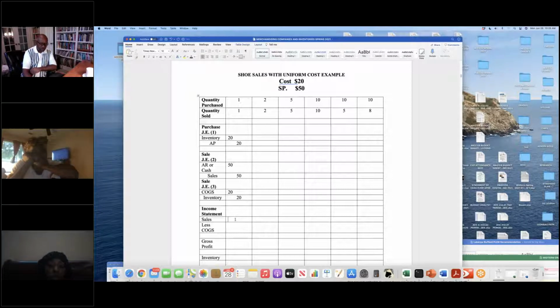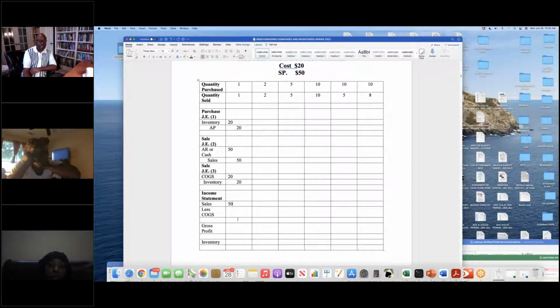And the top of our income statement is going to be sales 50, cost of goods sold 20, and we made a gross profit of 30 on the sale of those shoes. And we don't have any shoes in inventory, so there's no cost in inventory. Are there any questions on what we did here?